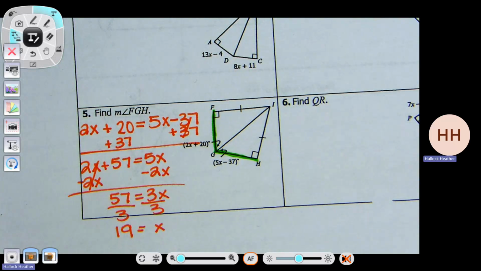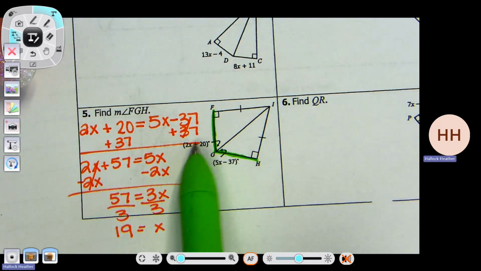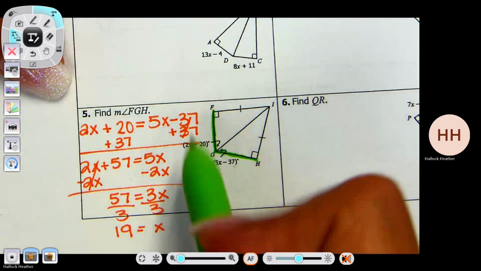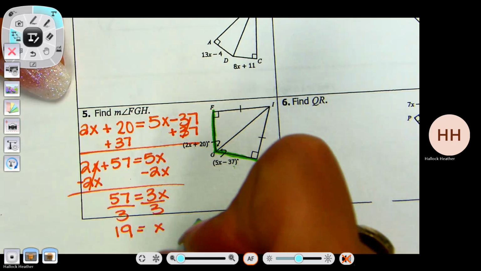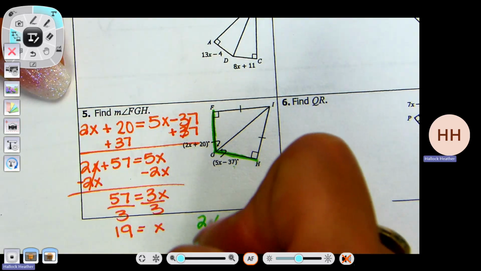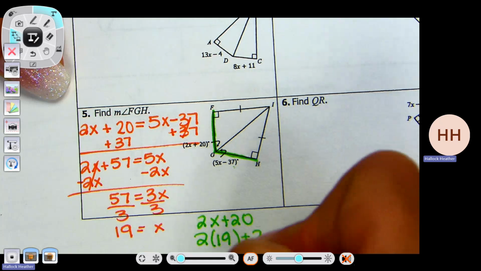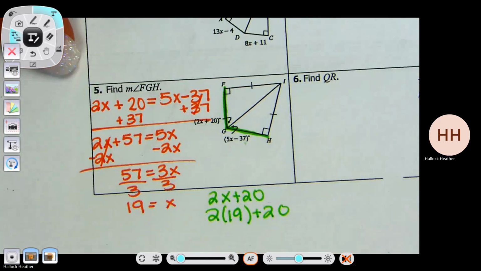So what do you got to do? Beautiful. You could plug it in to each of them, and then add them together. What else could you technically do? Okay, hold on, let's just plug it in. So 2x plus 20 in the calculator. If you do 2 times 19 plus 20, what do you get?